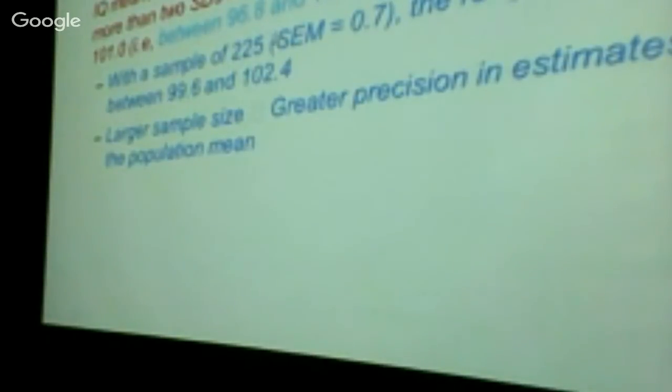Now, if my sample size were larger, remember 225, my SEM goes down to 0.7, and so the range goes from 99.6 to 102.4. As you can see, in the middle between these 2 ranges is always 101. That's my sample mean. I'm getting a tighter and tighter estimate of where the likely mean actually is. And the more tight I get, the closer I get to my truth. So a larger sample size means a greater precision in estimating the population mean.